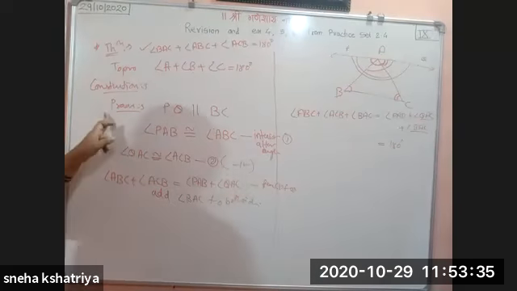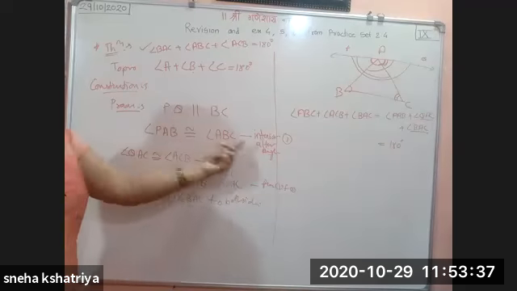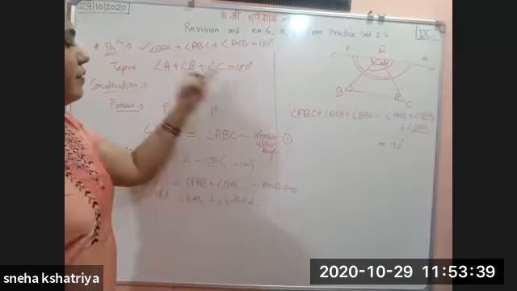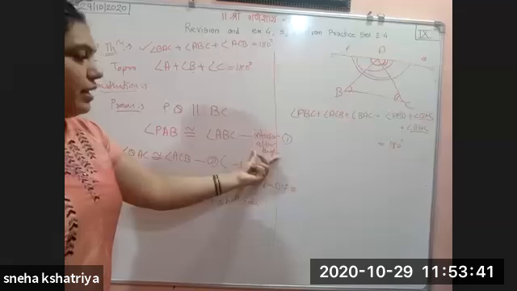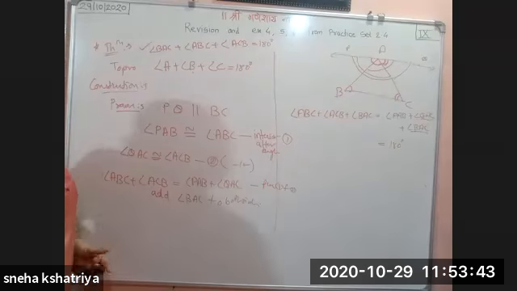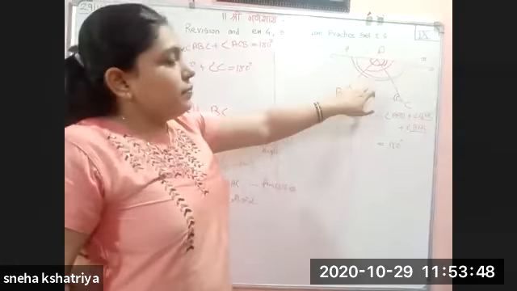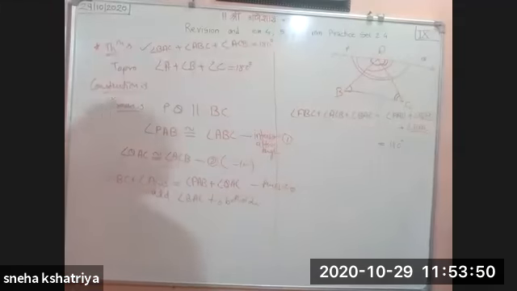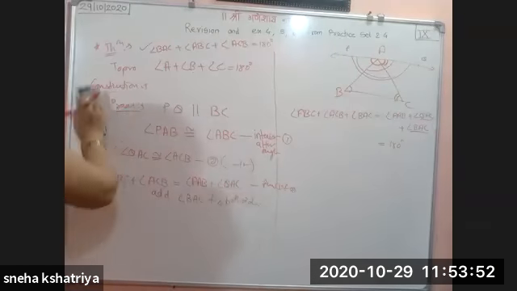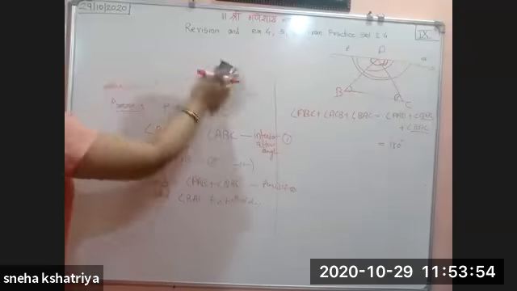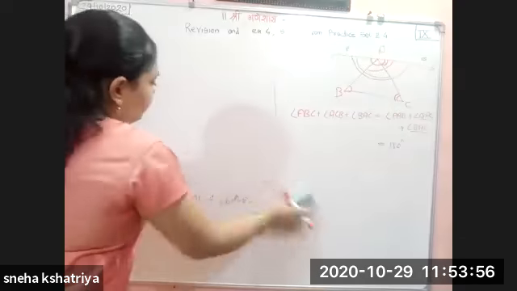So here, whatever the properties of parallel lines are, we have proved all the theorems of interior and alternate angles and corresponding angles. Those properties we have used here in solving one of the properties of the triangle.